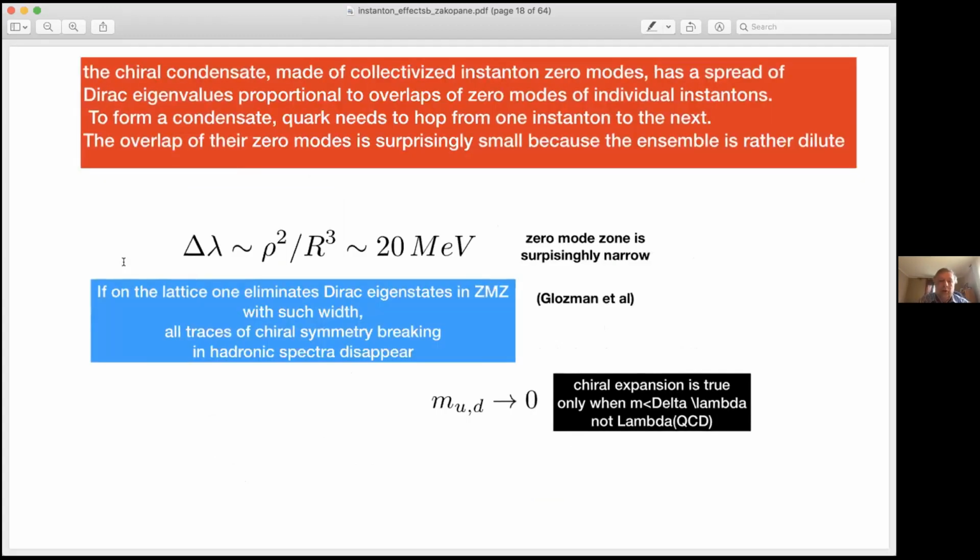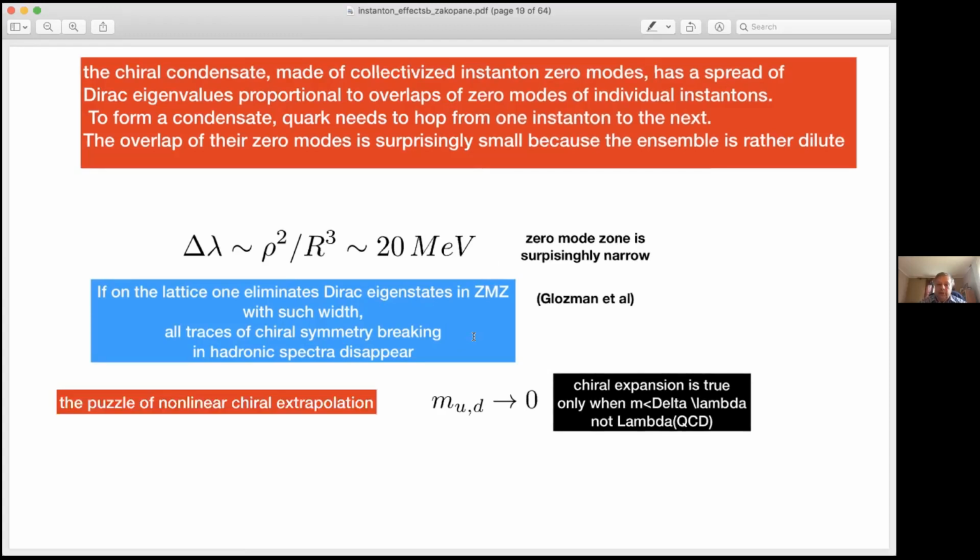Okay, now two small comments. One comment is that you may also view each instanton as an atom, which has a bound state, the zero mode. If you have many atoms, all these bound states unite into a zone of states. And there is some width of this zero mode zone, which can be estimated, and it is surprisingly narrow. So there were lattice calculations done in particular by Leonid Glozman and his group, where they just take a lattice calculation, get the correct spectrum of all hadrons, and then remove all Dirac states in a small interval around zero, for example, with this width. And then they measure again all the correlation functions, all masses of all hadrons, etc. What they see is that after they do this, all traces of chiral symmetry breaking are erased: the pion disappears, rho and A1 become degenerate, and many other splittings are all gone.